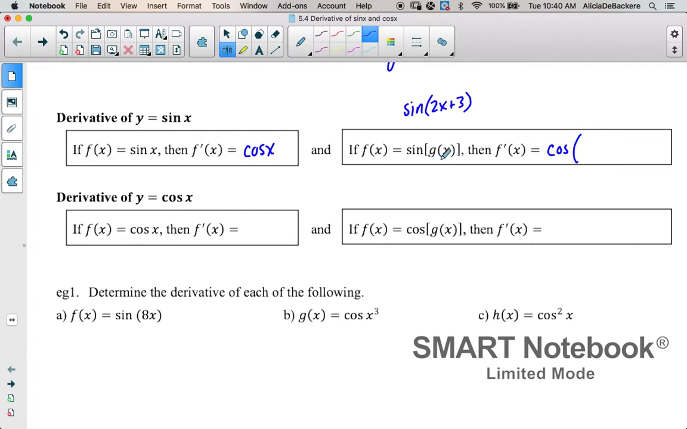So the baby is called g at x. And then I multiply by the derivative of the baby. So whatever function is in there, take the derivative of it. In this case, the derivative would be 2.